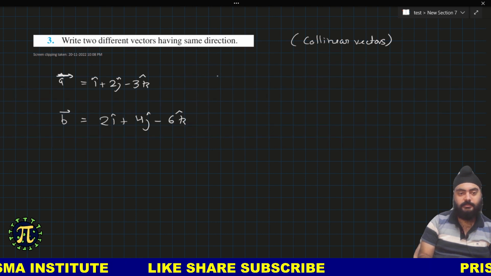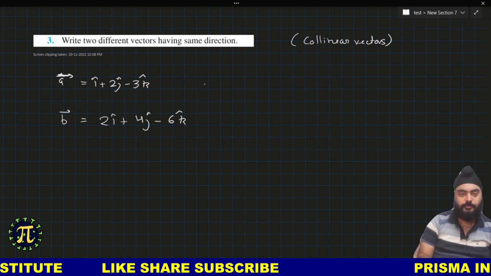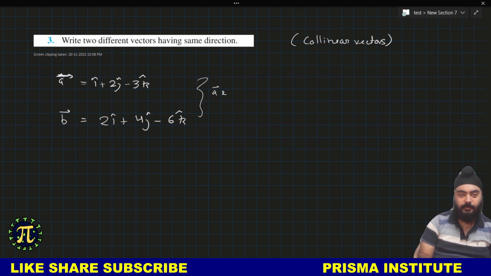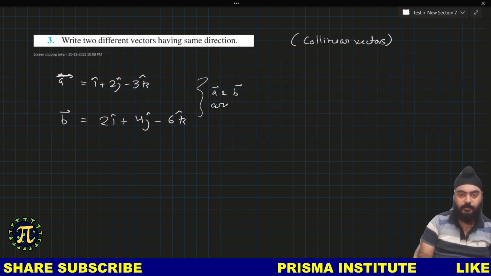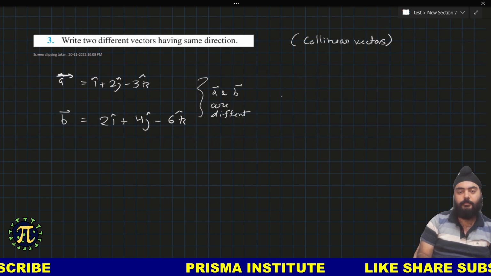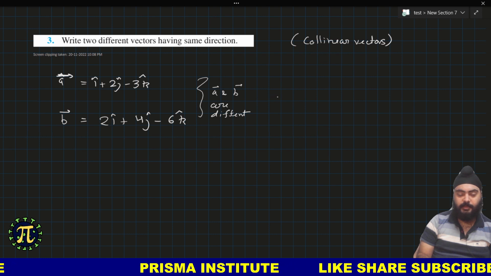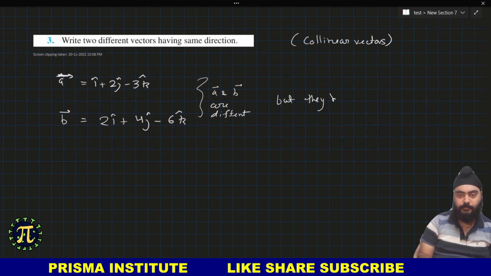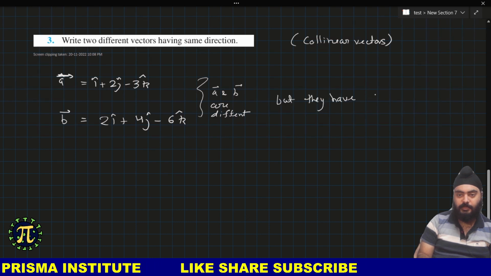So these two vectors have different magnitude. So these are different vectors. So A and B are different vectors, A vector and B vector are different, but they have the same direction.